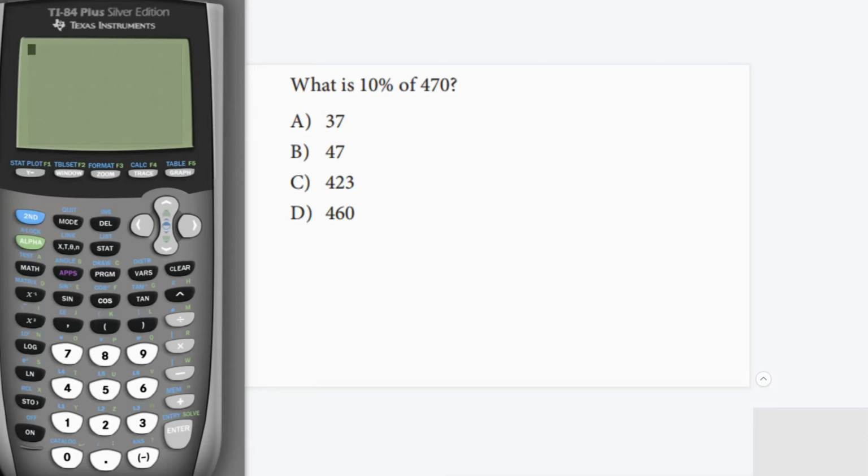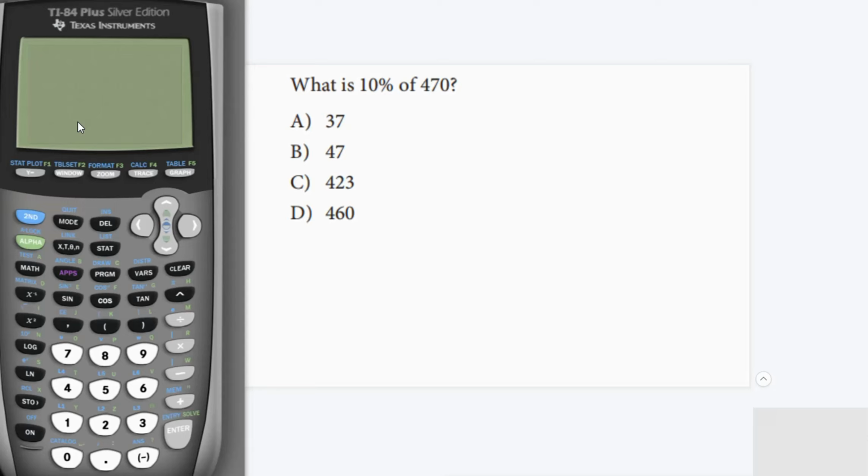In this video, we are going to learn how to solve this SAT math question using this TI-84 Plus scientific calculator. It is now fast. So the question says, what is 10% of 470? To easily punch this kind of question on a calculator, this is the TI-84 Plus calculator, the silver edition we'll be using to experiment.